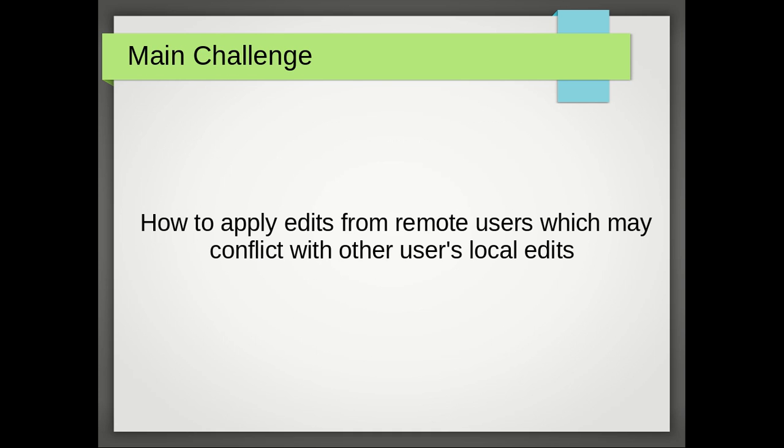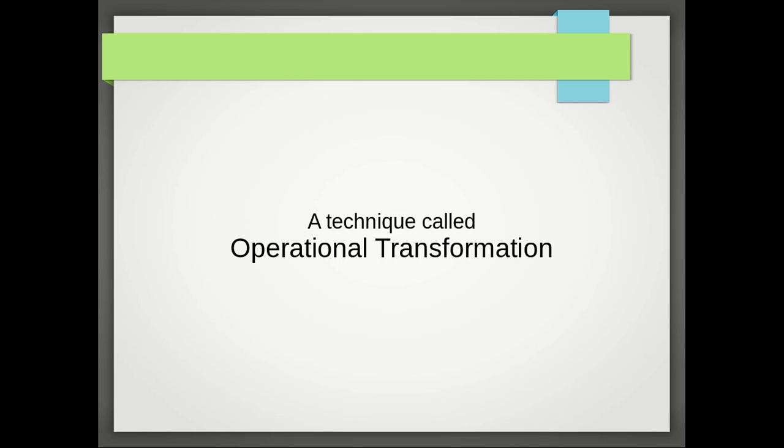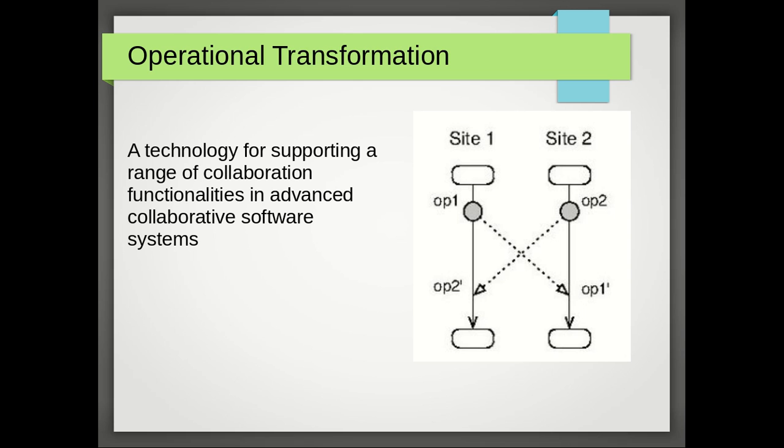So the main challenge here is how we would be addressing the conflicts that may appear when people are working concurrently. To cure that, we would be using a technique called operational transformation. It is a basic technology that we would be using, that is mostly used in collaboration functionalities.